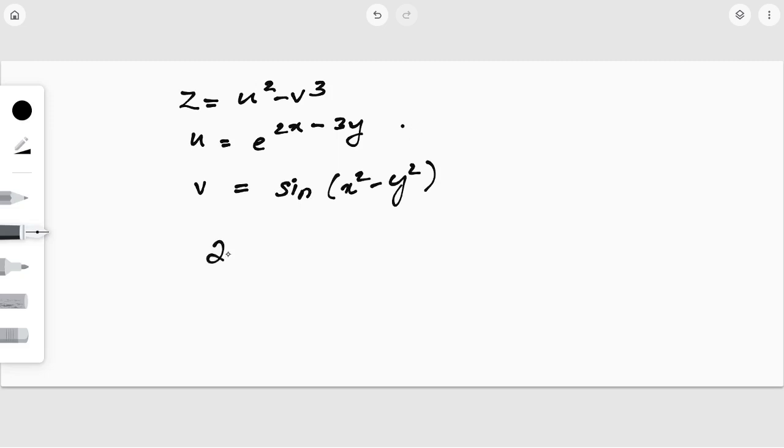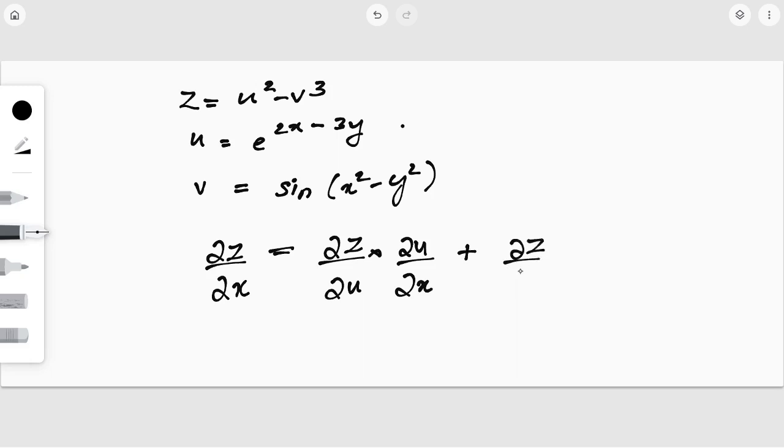So what is dou z by dou x? By chain rule, first we have to partially differentiate z with respect to u, then again u with respect to x, dou u by dou x. But it's not over. Z is again a function of v also, so we have to do dou z by dou v into dou v by dou x. So let's see how we can do it.